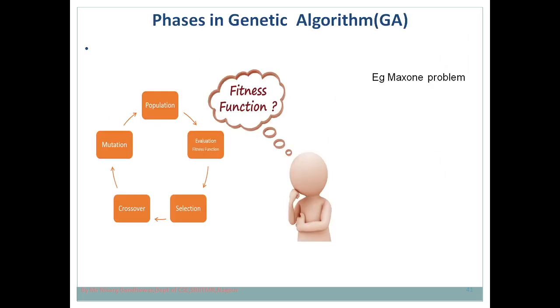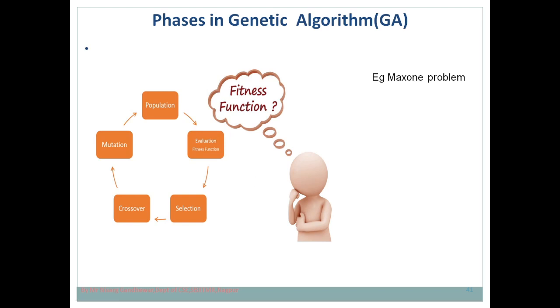Next is phases. What are the different phases involved in genetic algorithm? Genetic algorithm is iterative in nature. Iterative means what? We are just doing a number of steps again and again. So what are the steps involved in genetic algorithm? Very first one is population. We have just seen what a population is. Population is nothing but a group of individuals. Individual means a particular component.